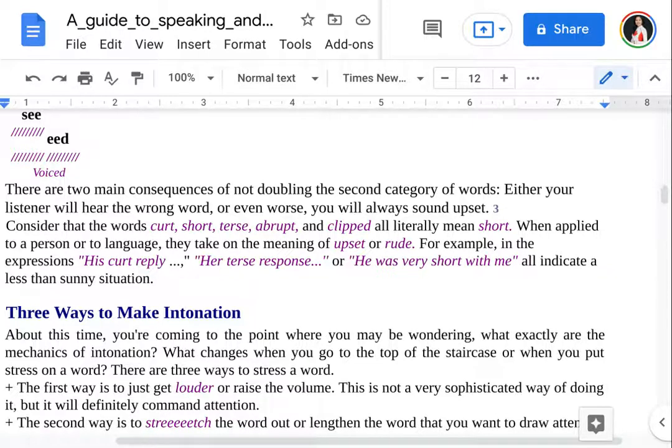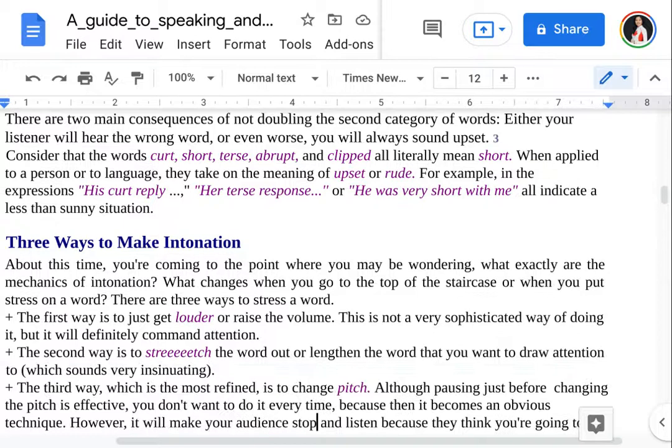Consider that the words curt, short, terse, abrupt, and clipped all literally mean short. When applied to a person or to language, they take on the meaning of upset or rude. For example, in the expressions his curt reply, her terse response, or he was very short with me, all indicate a less than sunny situation.